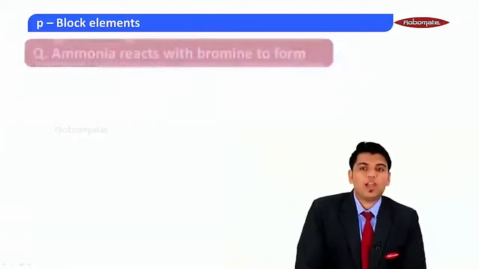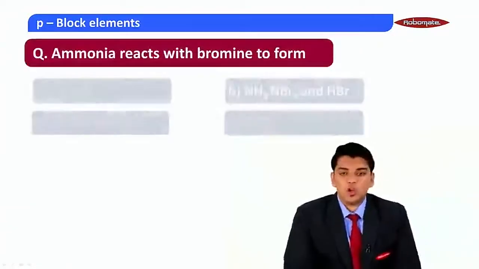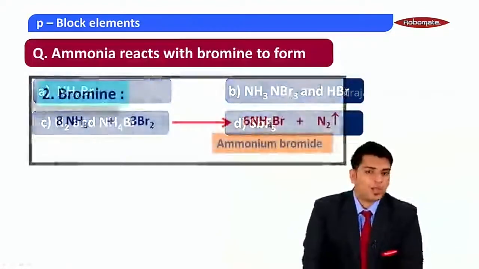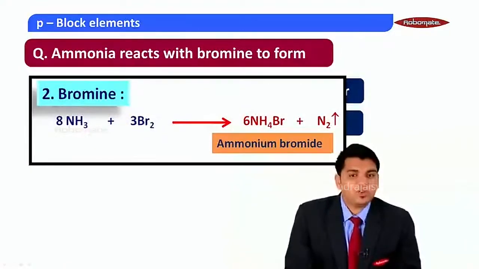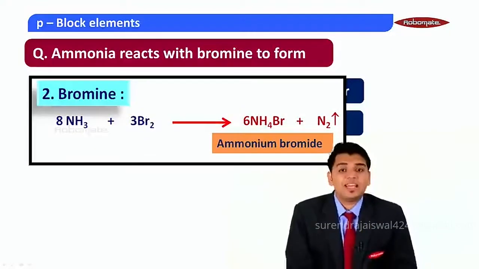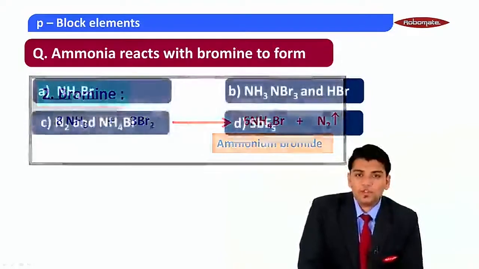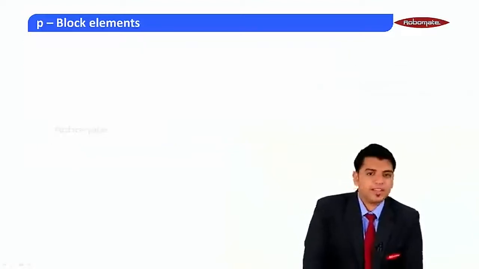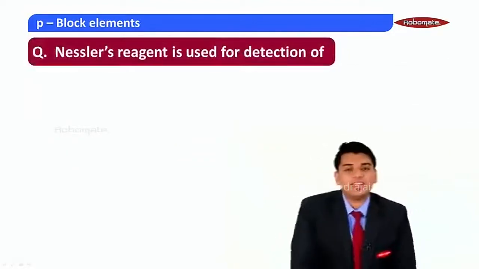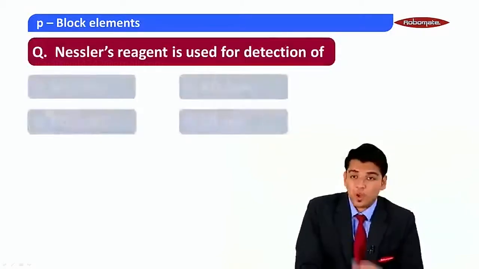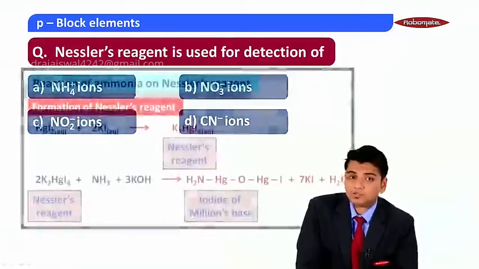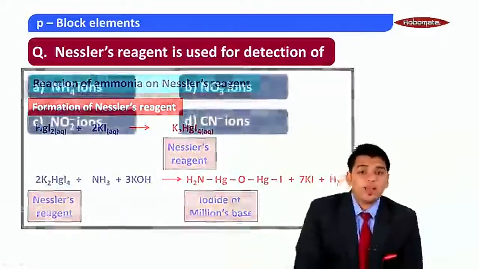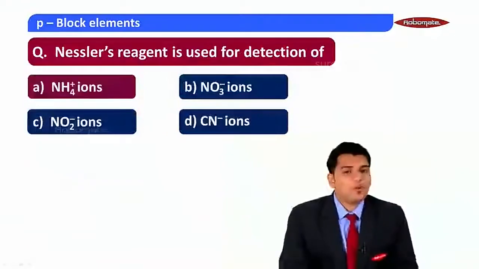The next question that we have here is ammonia reacts with bromine to form. We have our 4 options here and we have seen this question already. So 8NH3 plus 3Br2 giving us ammonium bromide, that is NH4Br. So the correct answer is option C, that is N2 and NH4Br. The next one that we have here is Nessler's reagent is used for the detection of. While we were studying this part, I told you that this is used for the detection of ammonium ions, and ammonium ions are option A, NH4 plus ions.